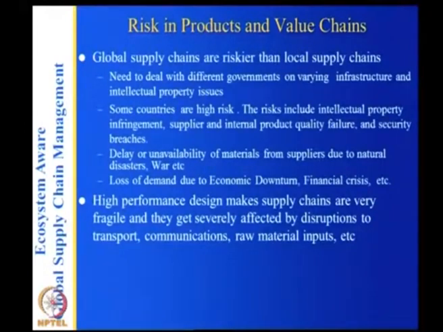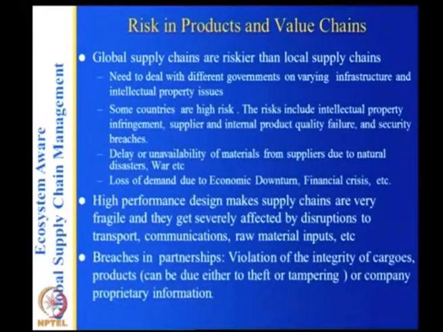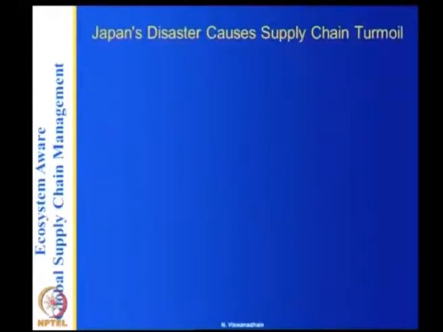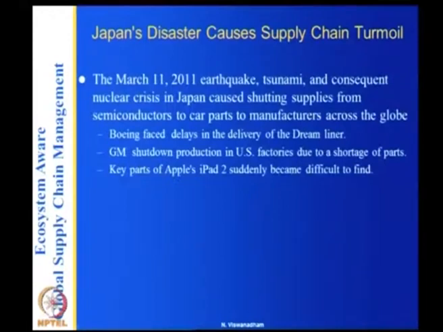Delay or unavailability of materials from suppliers due to natural disasters, loss of demand due to economic downturn, financial crisis, etc. The high-performance design makes supply chains very fragile, and they get severely affected by disruptions to transport, communications, and so on. And there are breaches in partnerships, violation of integrity of cargoes and products, either due to theft or tampering, or of company proprietary information. So, for example, let's look at what happened in Japan.